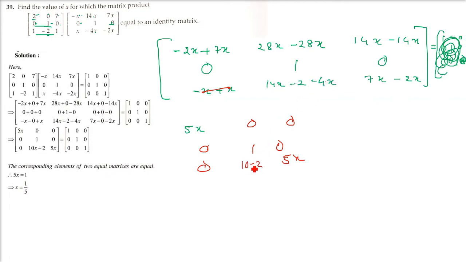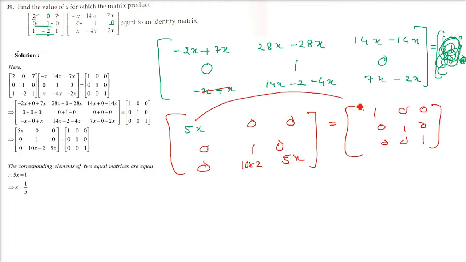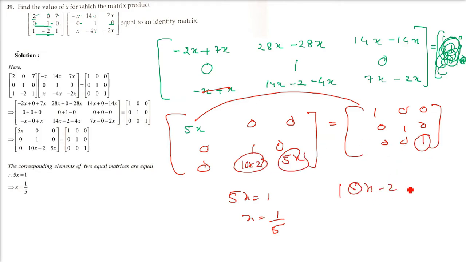Now this is equal to the identity matrix, because we have to write a 3 by 3 matrix, and the diagonal values will all be 1: 1 0 0, 0 1 0, 0 0 1. Okay, 5x is equal to 1. Just equate it. X will be equal to 1 by 5. So all this you have to put a lot of effort, but in the last you see just 1 will be equated and x will be 1 by 5.